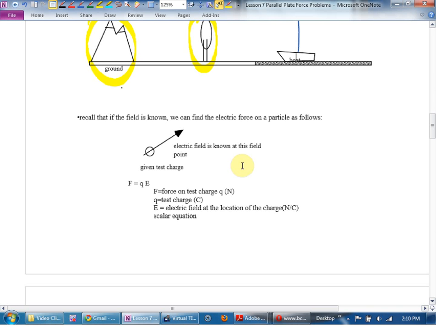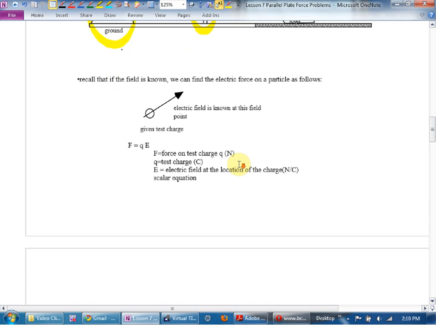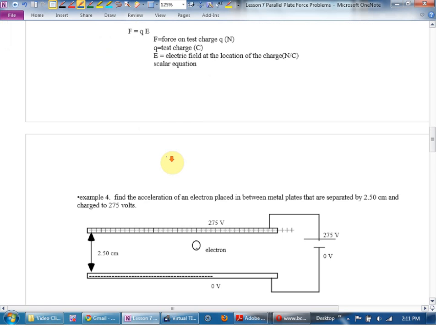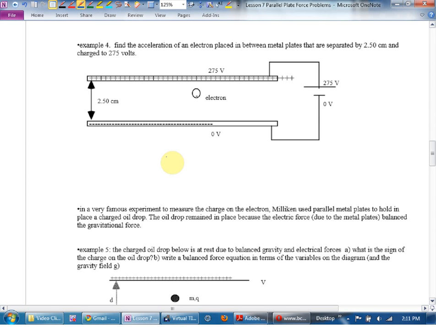Ian, recall that if the field is known, we can find the force as follows, F equals QE. Your question was a lovely segue. Okay? Rearranging that little equation there. So, what does that mean? Here's another question. I like this question. It says, find the acceleration of an electron placed between metal plates that are separated by 2.5 centimeters and charged to 275 volts. Which way does this electron want to move, up or down? Convince me.